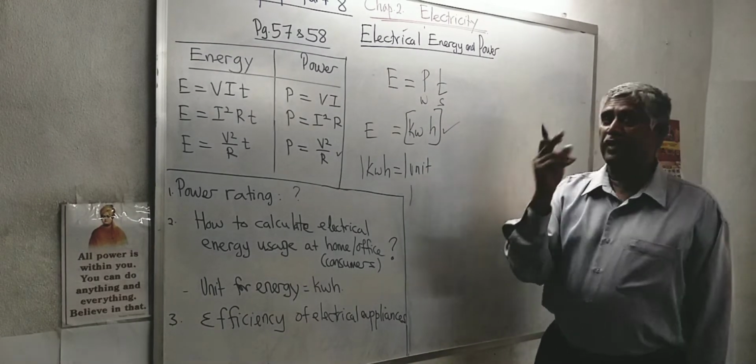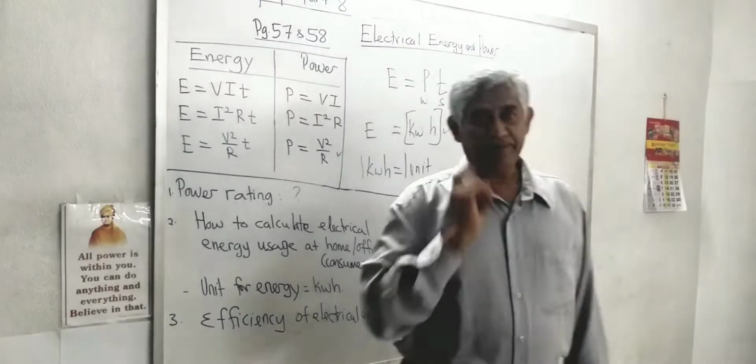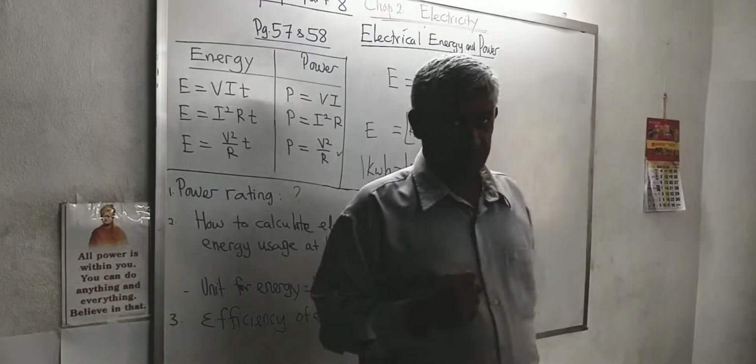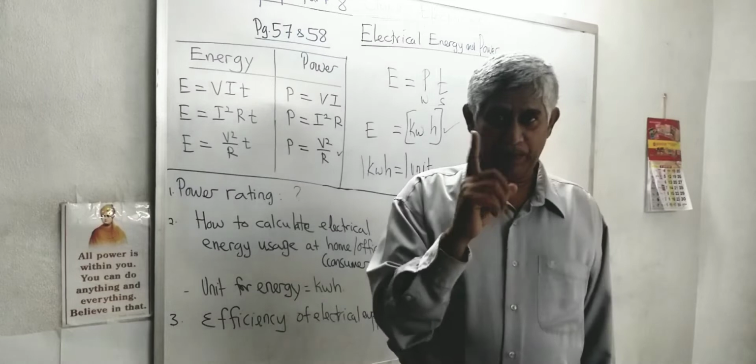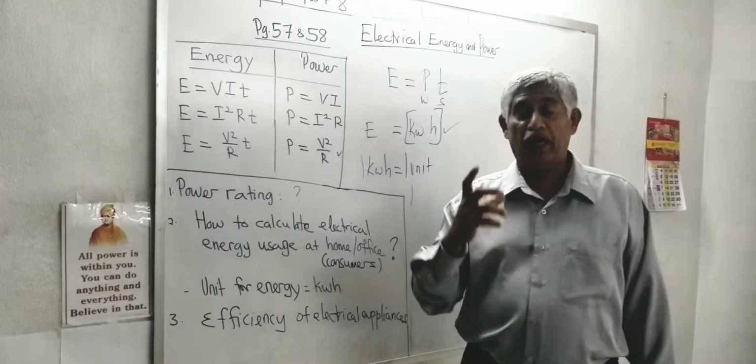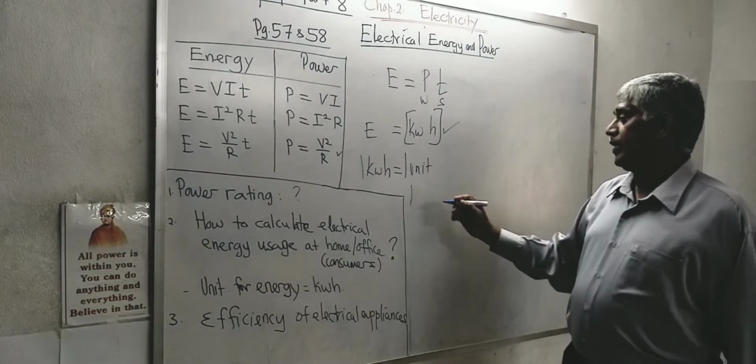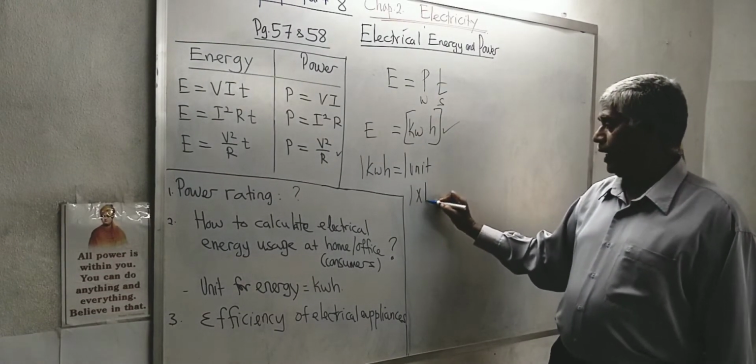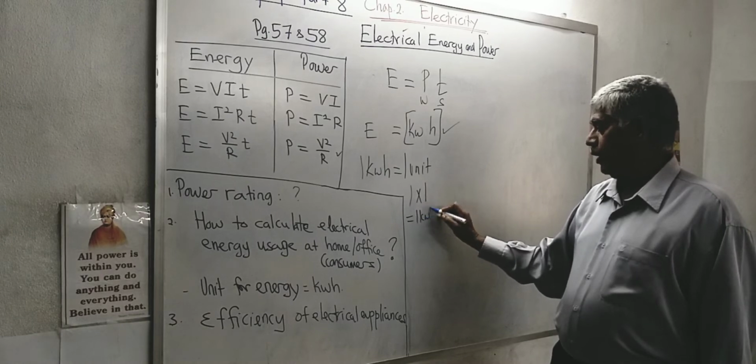That means, let's say you are using an electrical kettle or you use aircon. It is 1 kilowatt power rating. You turn it on for 1 hour. How long you are going to use? How much energy you are going to consume? Very simple, 1 kilowatt times 1 hour. So you use 1 kilowatt hour.